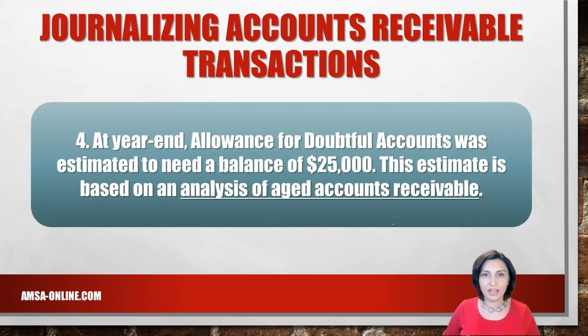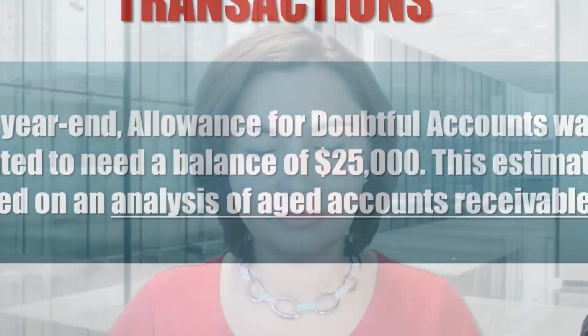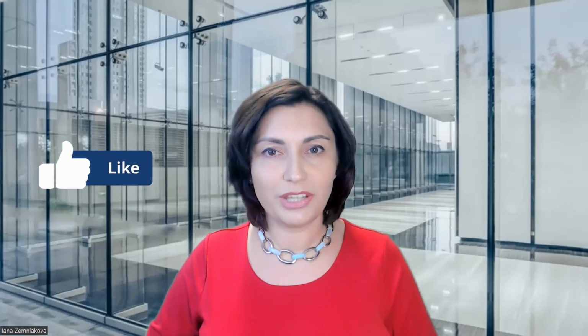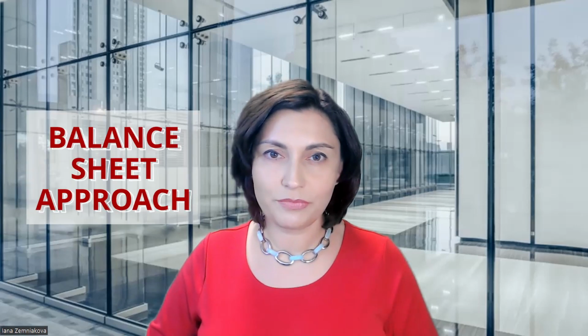At year-end, allowance for doubtful accounts was estimated to need a balance of $25,000. This estimate is based on an analysis of aged accounts receivable. Before we move on to the last transaction, let's briefly review how the estimate of uncollectible or doubtful accounts is prepared based on the analysis of aged accounts receivable. This is the balance sheet approach.